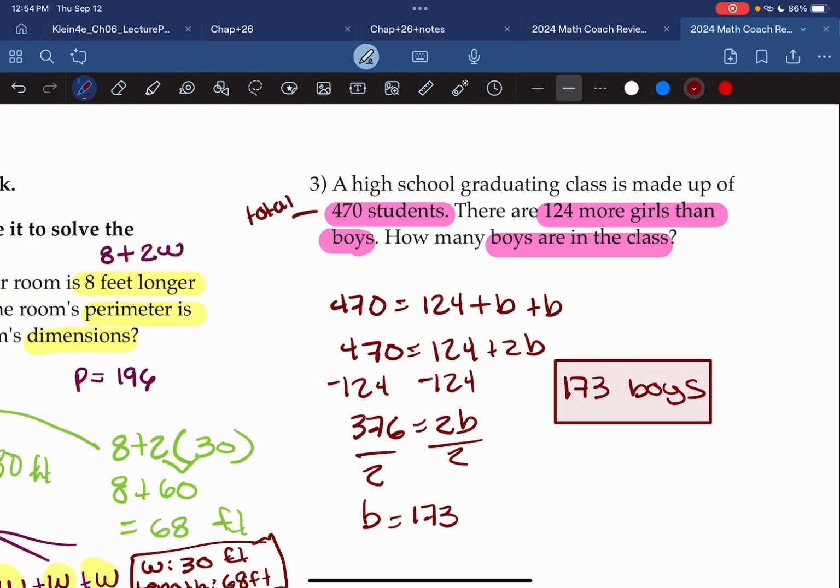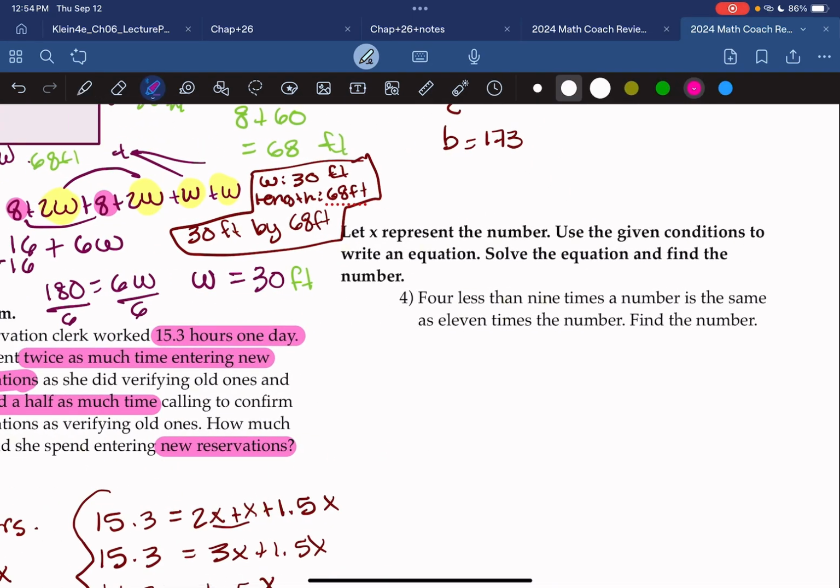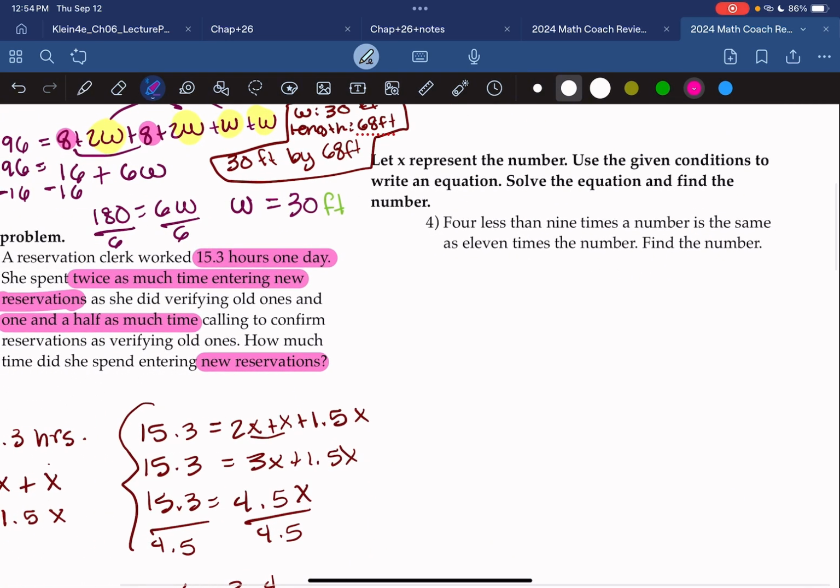That's our answer, so number 4. Let x represent the number. Use the given conditions to write an equation, solve the equation, and find the number. 4 less than 9 times a number is the same as 11 times a number, and then we find the number.